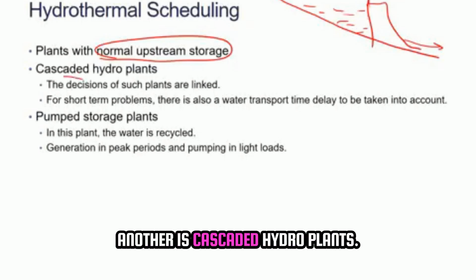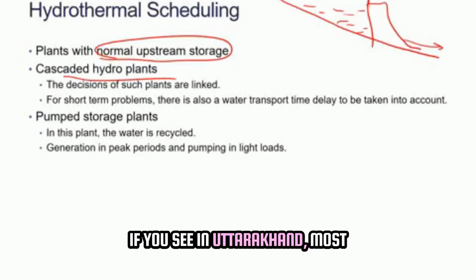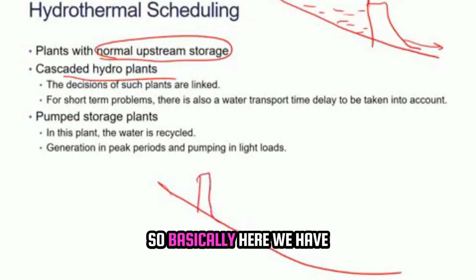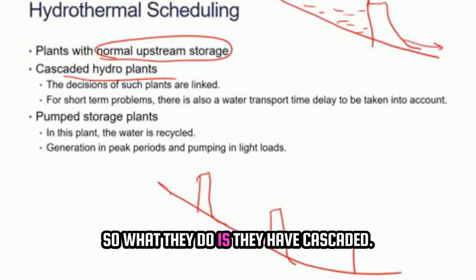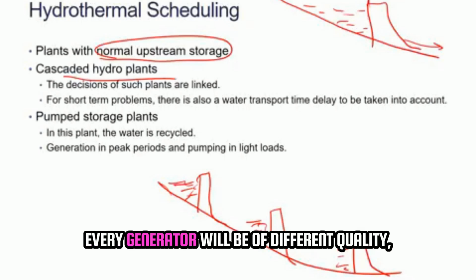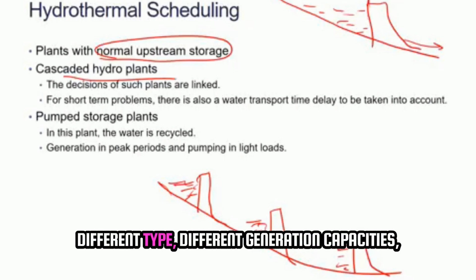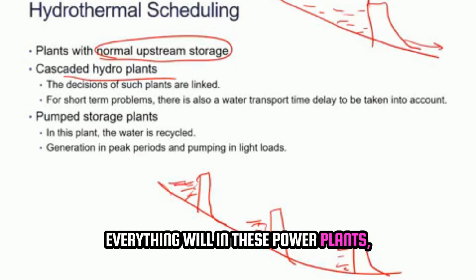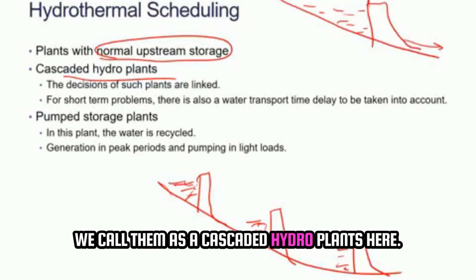Right. Another is cascaded hydro plants. If you see in Uttarakhand, most of the power plants are cascaded power plants. We have a lot of rivers in Uttarakhand, so what they do is they have cascaded plants. Basically, one hydropower plant is there on top of another, and every generator will be of different quality, different type, different generation capacity, different water catchment area. Everything will be different in these power plants, but they will be in a series. We call them cascaded hydro plants.